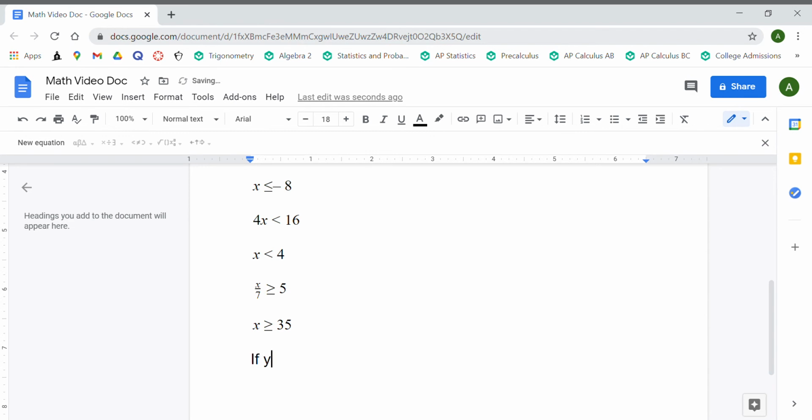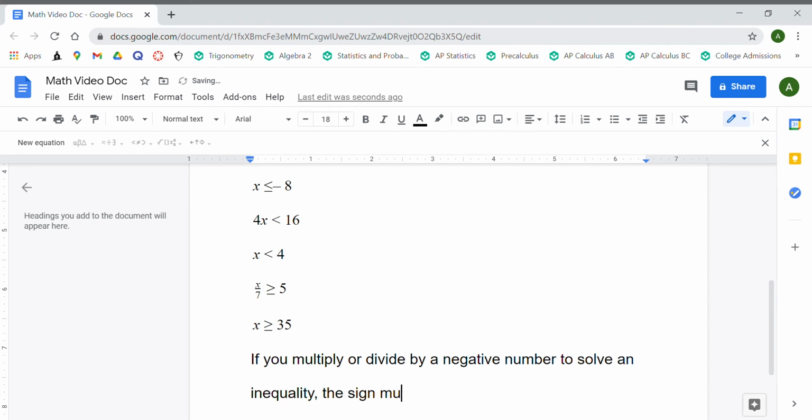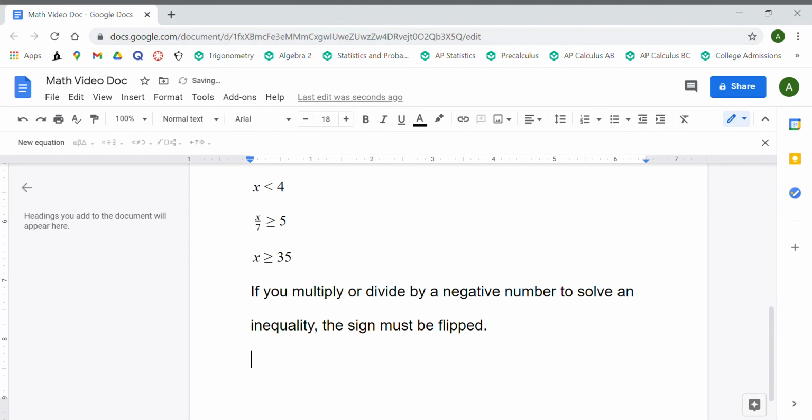If you multiply or divide by a negative number to solve an inequality, the sign must be flipped. I'm going to show you what I mean. Let's say you have an equation that looks like this: x divided by negative 4 equals 9.